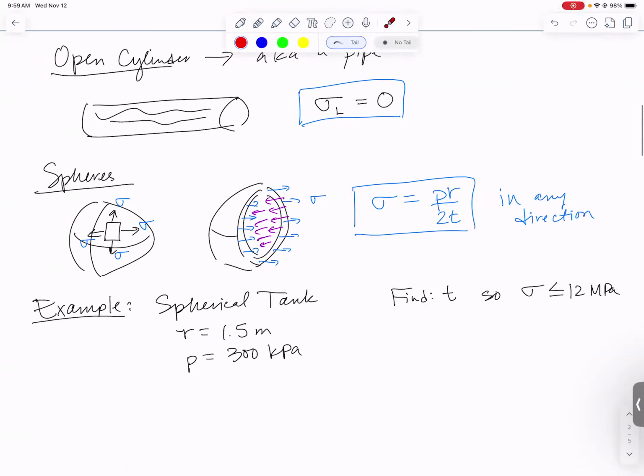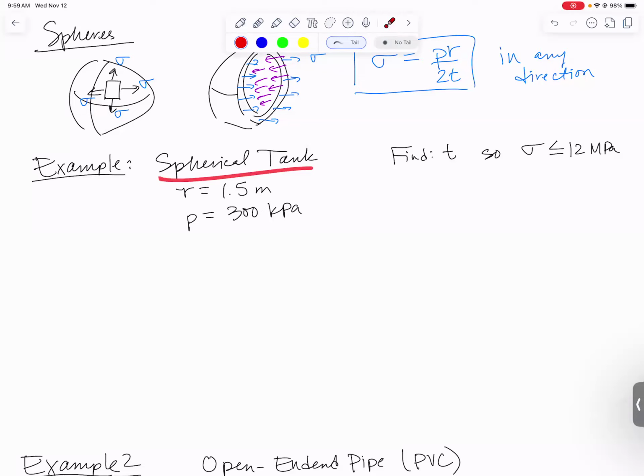Let's do some examples. These examples are pretty fast. We're told it's a spherical tank. We're told the radius. We're told the interior pressure, and we're supposed to find what is the thickness we need to make sure that our stress stays under 12 megapascals. So because it's a sphere, we grab our sphere equation. Stress is PR over 2T. Let's rearrange it to solve for T. T would equal PR over 2 sigma.